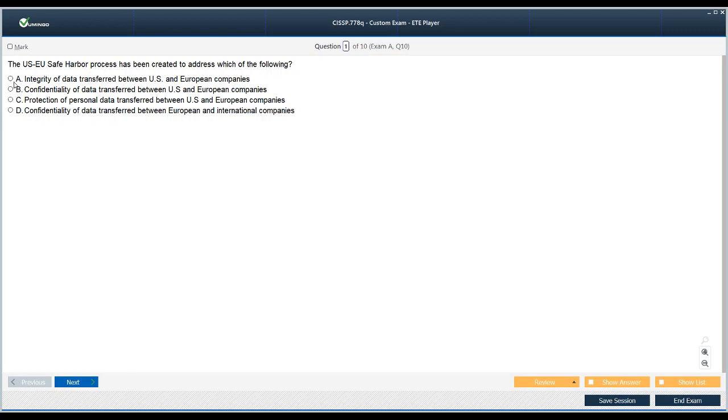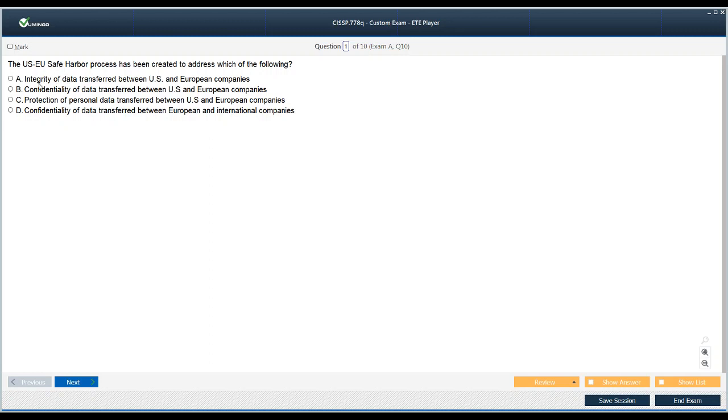So what are the options here? Option A: integrity of data transferred between US and European companies. I'm going to use my elimination technique to demo how we can select the best answer among the given choices. Option A is talking only about the integrity of the data transfer. Now we know that there are three basic principles of information security, that is C, I, and A: confidentiality, integrity, and availability. So option A is talking only about that one.